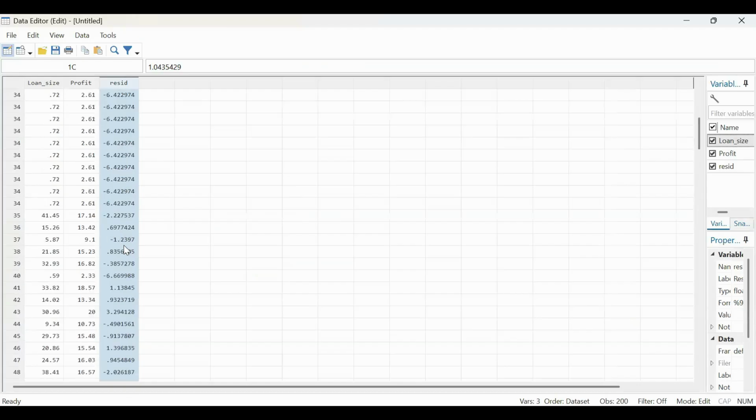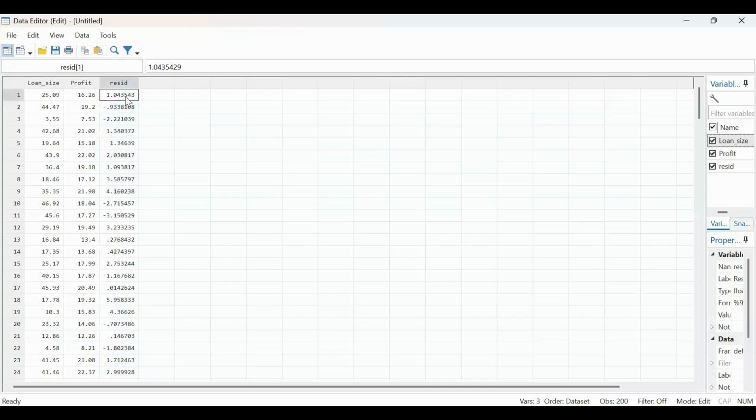So every pair of variable has a residual. That's the estimated error term. So that is it. So we generated it. We are going to do a test based on that. And we are going to draw a graph also based on the residual. So that's why we generated it.